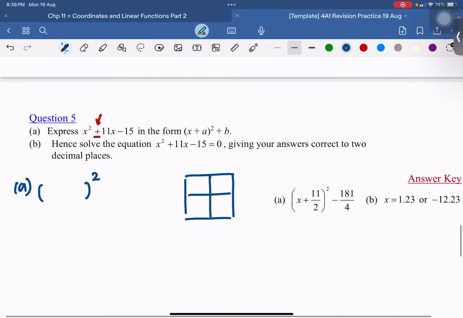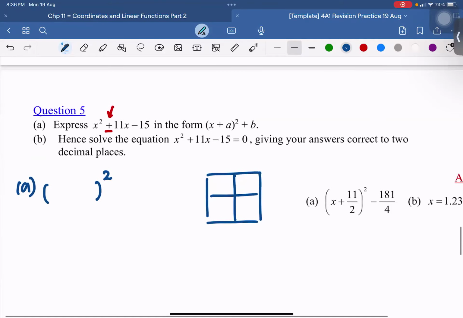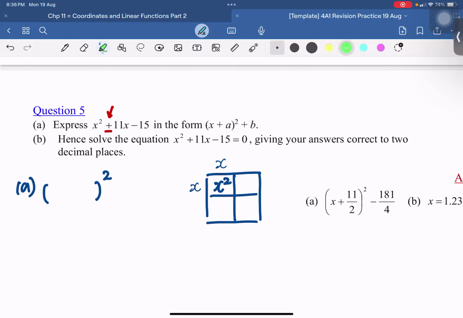First step, most of you know, we want to get x squared. So x squared, what times what gives me x squared? X times x gives me x squared. Next thing, I need to split this 11x into 2 equal portions here.